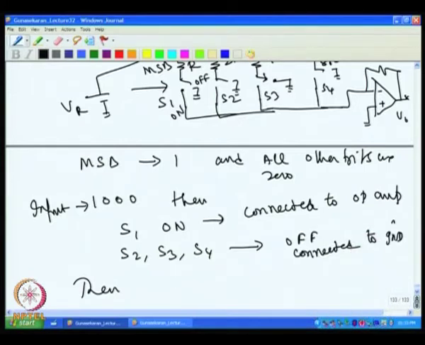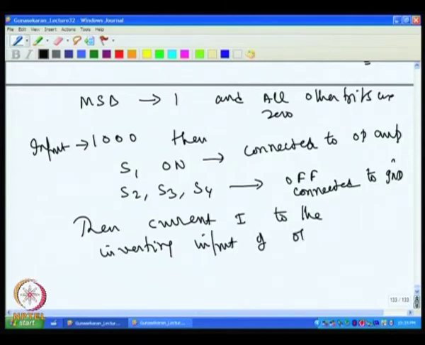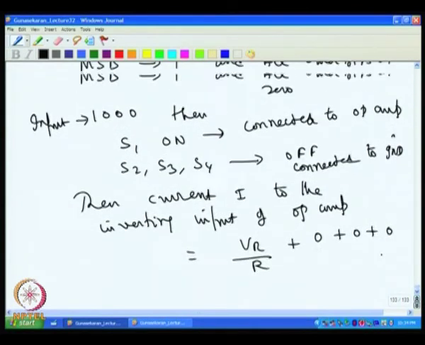Connected to ground. Then the current to the minus input, the inverting terminal, the inverting input of the op amp, is V reference by R plus 0 from the second stage, the third stage, because the other currents are actually connected to ground.